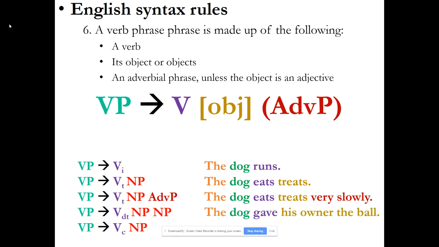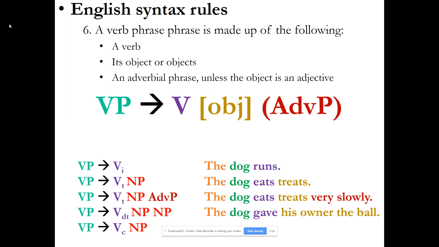All right, ditransitive verb. Again, two objects. So the dog gave his owner the ball. His owner is one noun phrase. The ball is another noun phrase. And you know that because you have two determiners. You can't have more than one determiner in a noun phrase, without some other syntactical piece first encompassing that noun phrase.